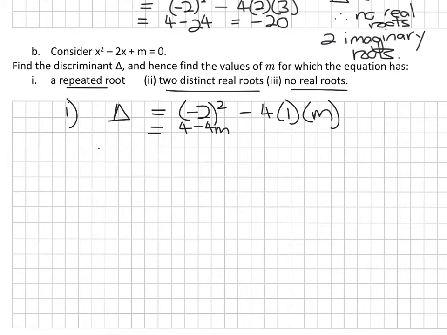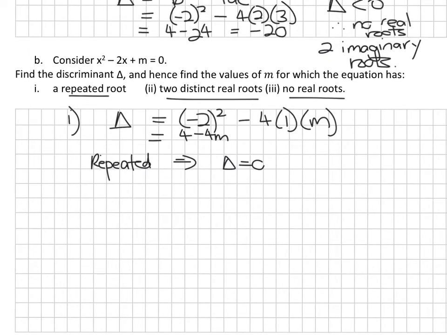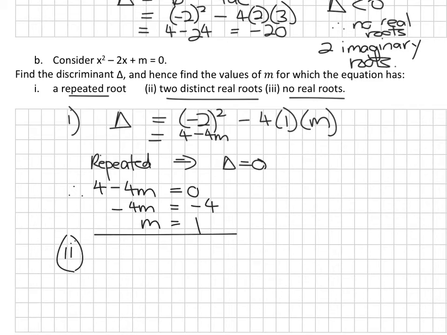So for a repeated root, that implies that the discriminant equals 0. That's a good way of communicating that you know what you're talking about, rather than just putting down information. Just write a really quick thing that explains why you're doing what you're doing. So therefore, 4 take 4m equals 0. So negative 4m is equal to negative 4, and m is equal to 1. So when m equals 1, that's when we have a repeated root.